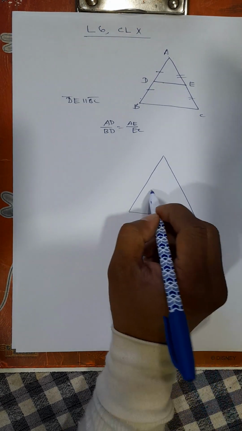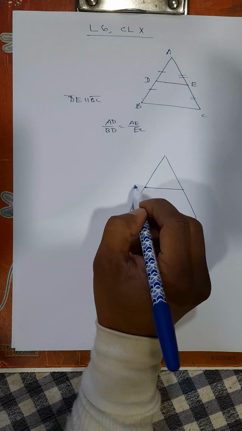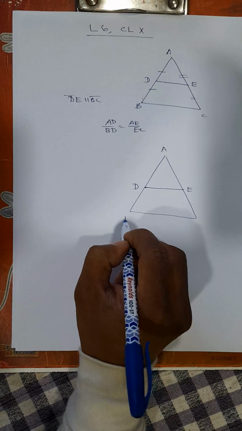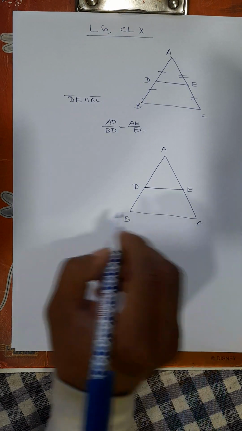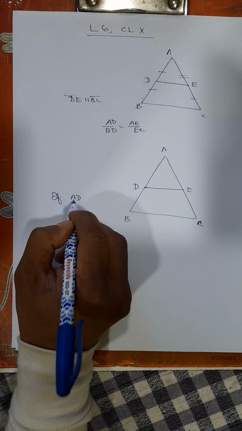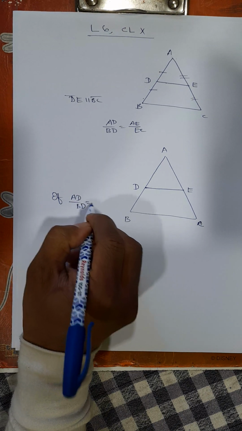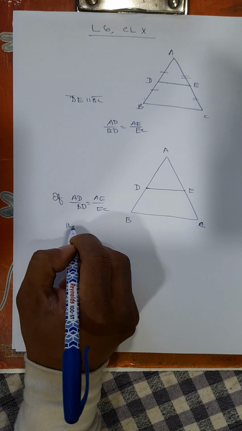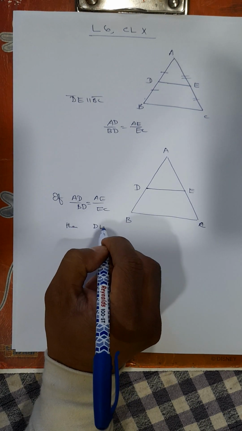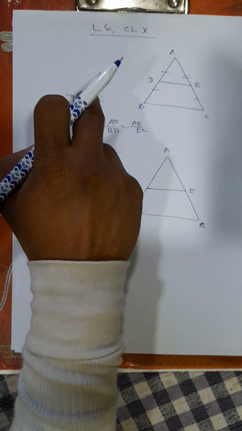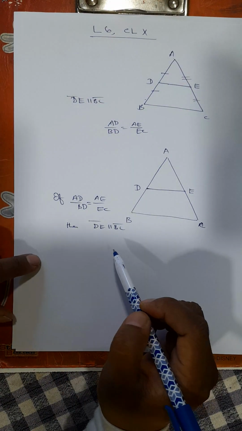Suppose this time you assume that this line DE divides AB and AC in the same ratio. If AD by BD equals AE by EC, then DE is parallel to BC. That means this is the reverse of this theorem, the converse of this theorem.